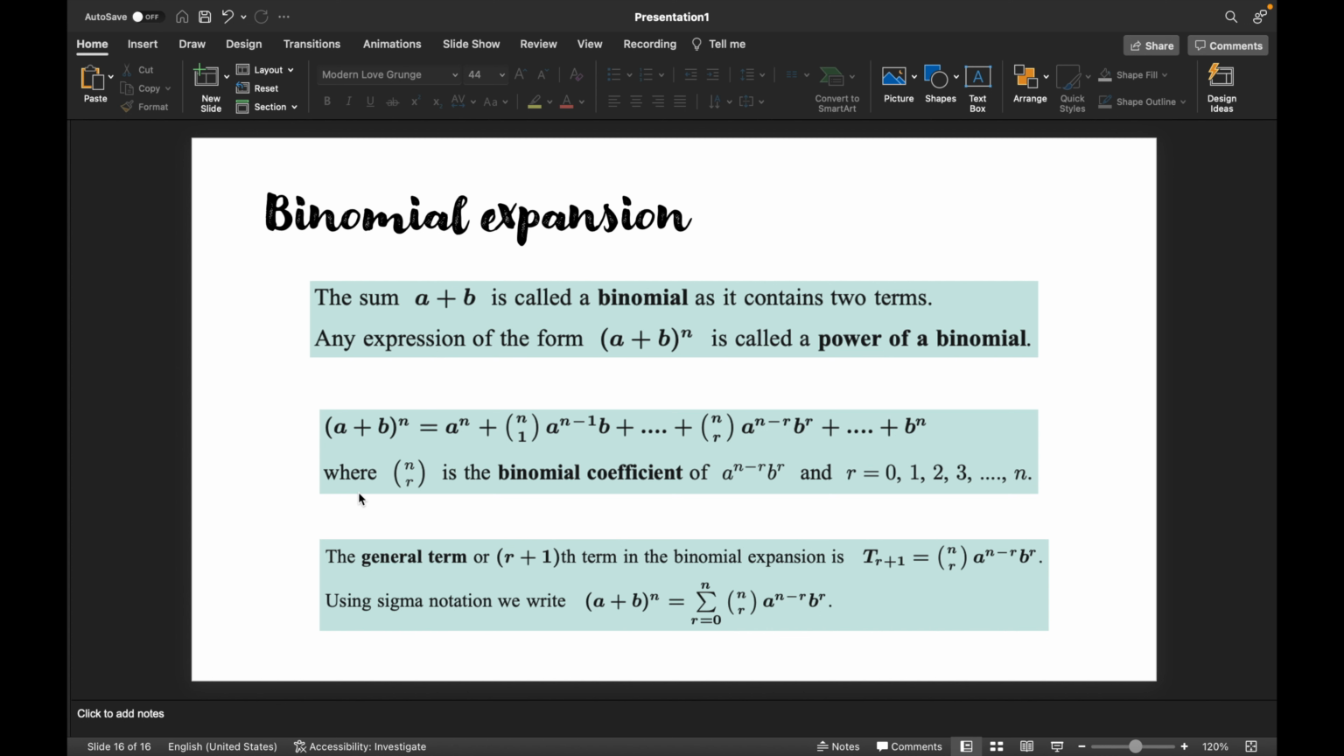The next topic is binomial expansion. We know that the sum of a and b is a binomial and it consists of two terms. And any expression of the form a plus b whole to the power of n is called a power of a binomial. We know the expansion of a plus b whole squared, right?